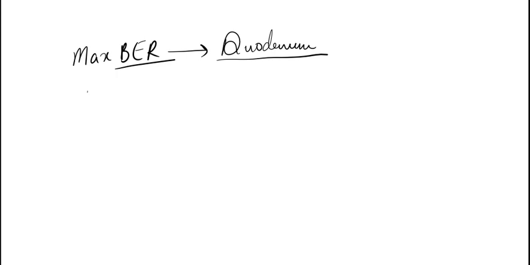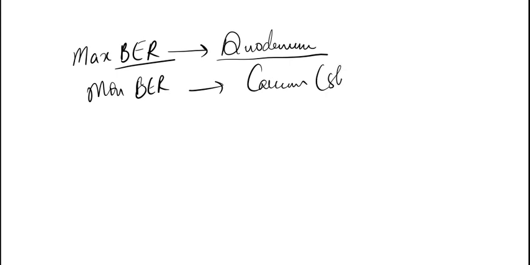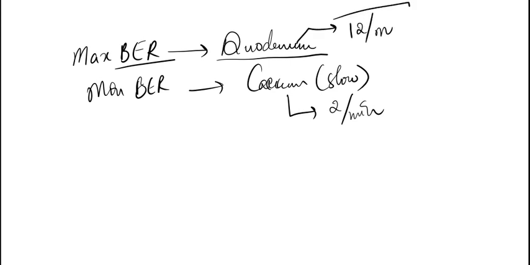Now where does the minimum BER production take place? Cecum is slow, very slow. In the case of the cecum, the production of BER is like 2 per minute, whereas in the duodenum the basal electrical rhythms are produced at a rate of 12 per minute. So that's the maximum, right?